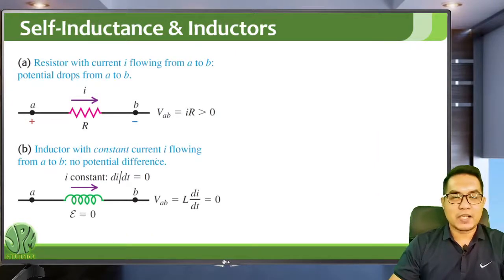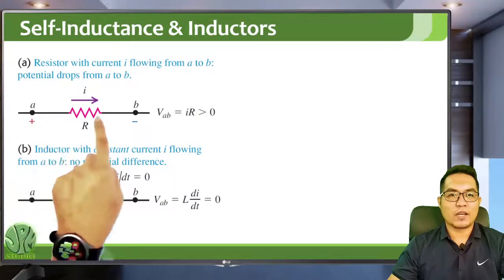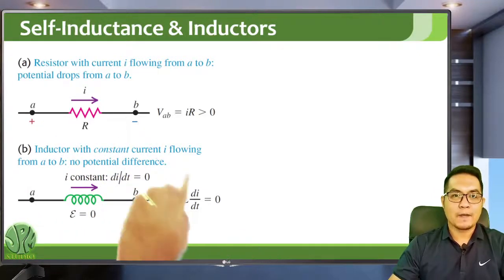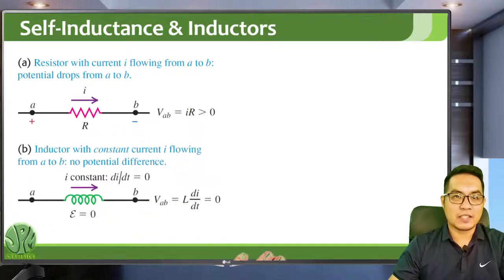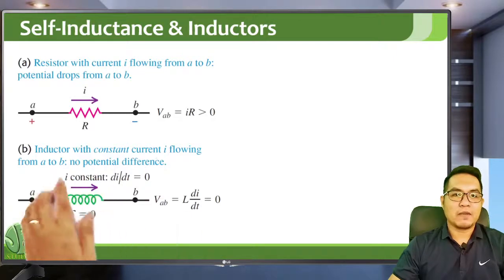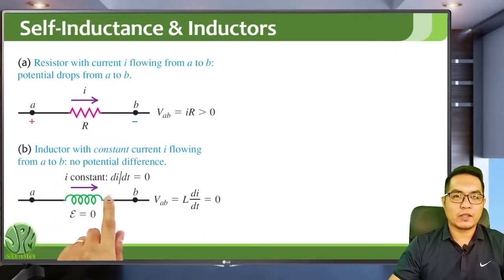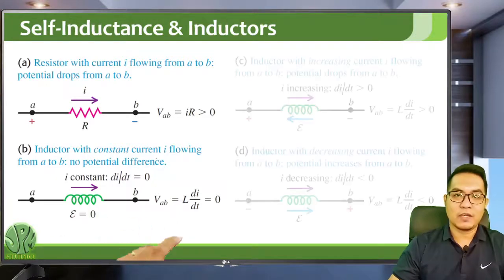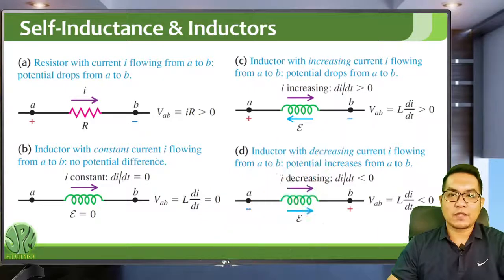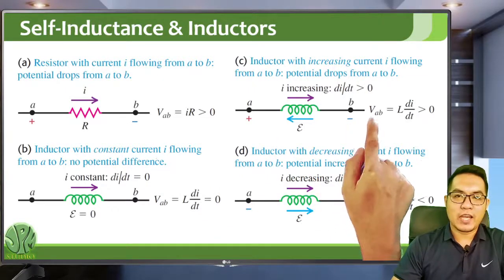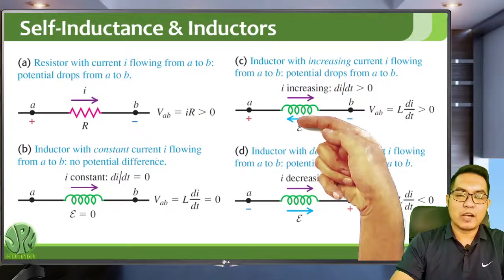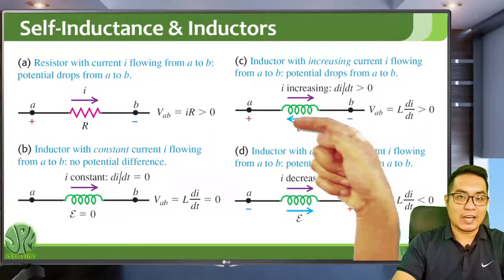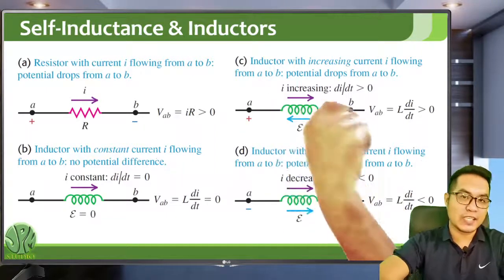So here's the difference between a resistor and an inductor. If current flows through a resistor, there will be a potential drop in the resistor, equal to the current times the resistance. But if there is a constant current flowing through your inductor, there's no voltage drop in the inductor because there's no change in current. But if the current is increasing, then there will be a voltage drop in your inductor, and that will induce an EMF and current in the opposite direction to oppose the increasing current.